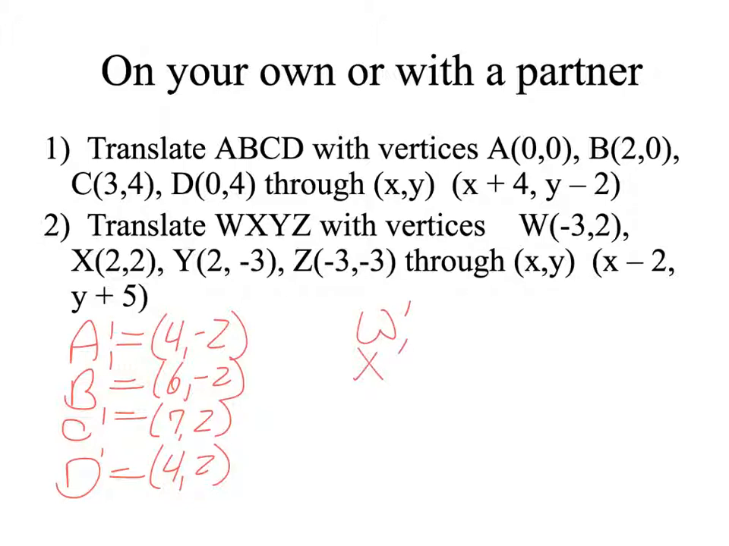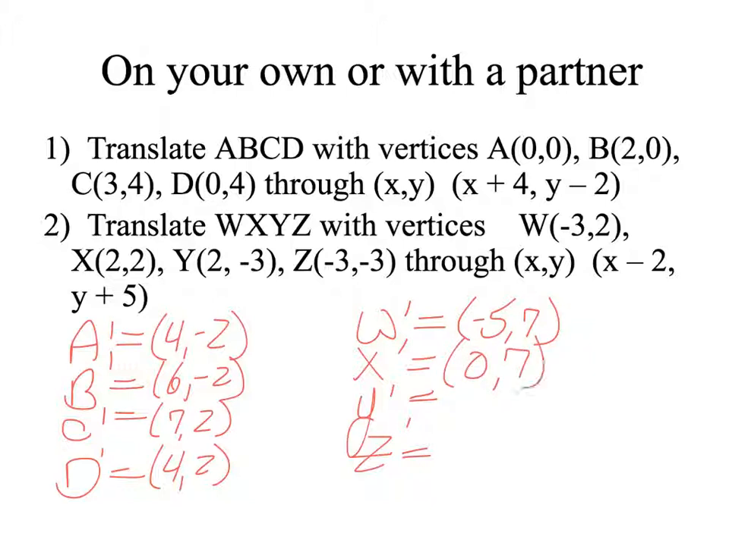For the second one, we have W, X, Y, and Z prime. This time we're translating to the left 2 and up 5. So W prime should be negative 5, 7. X prime should be 0, 7. Y prime is 0, 2. And Z prime is negative 5, 2.